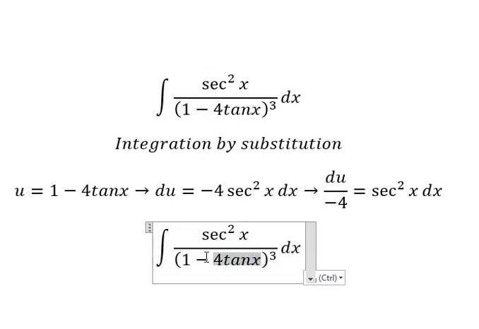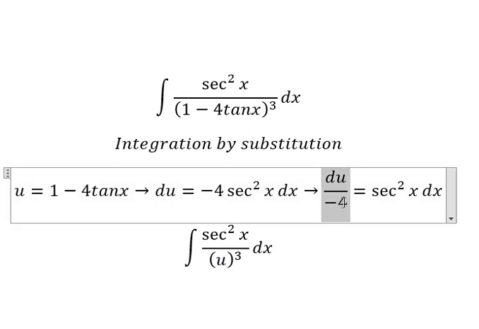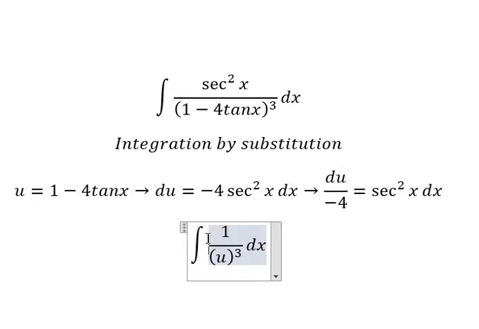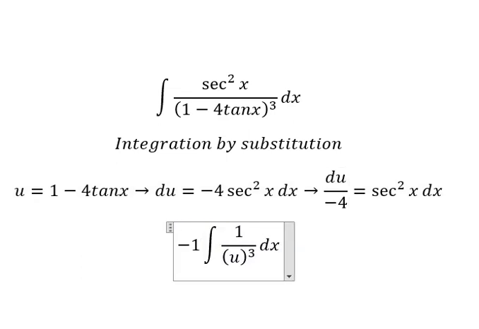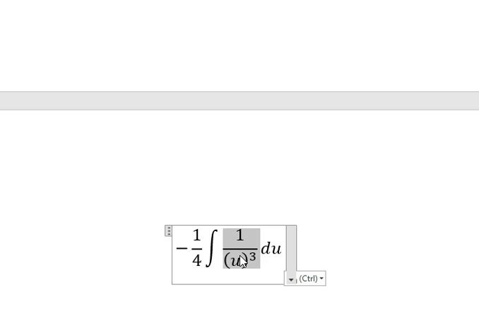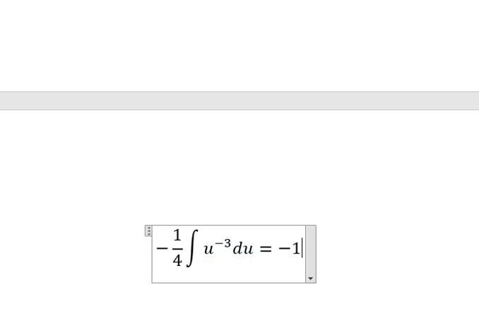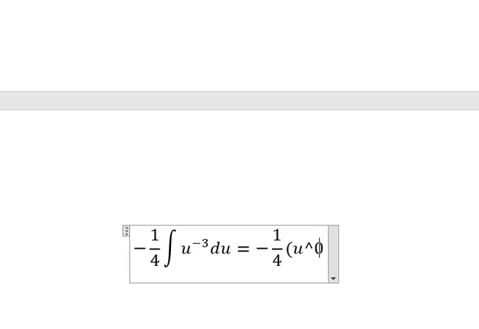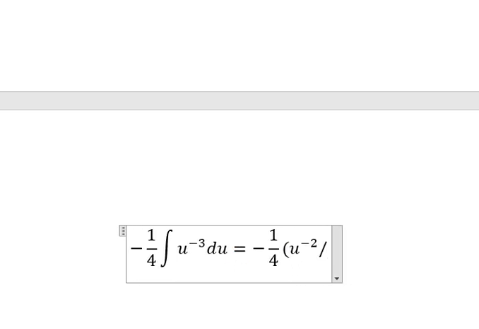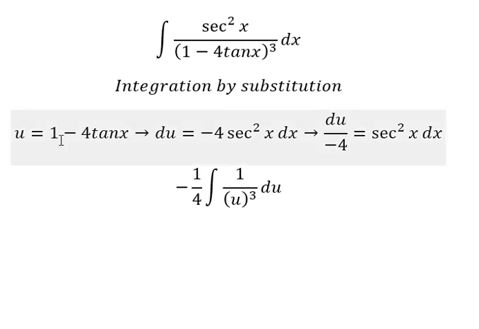So this one we change for u. Secant of s, where ds we change for this one. So this one is u to the power of negative number 3. And now we have the final answer. About u, that is this one.